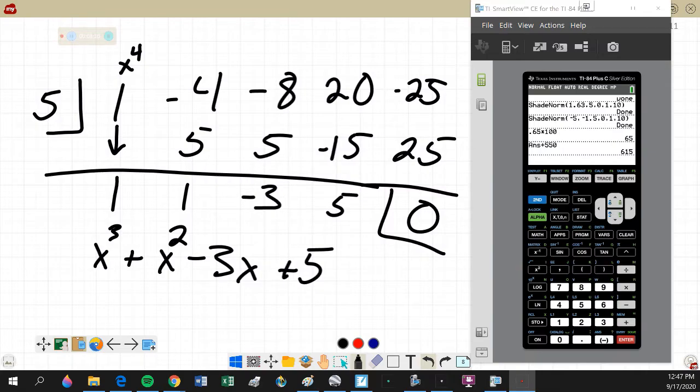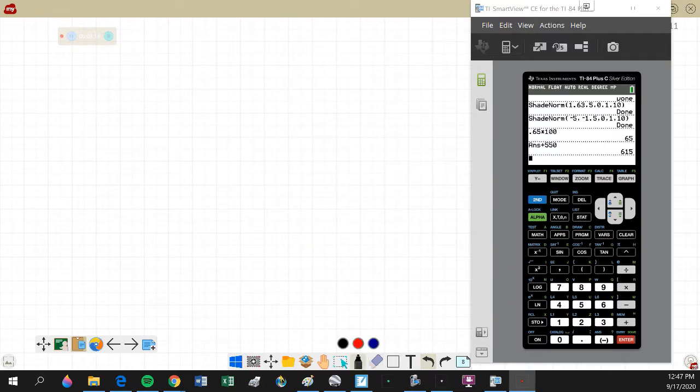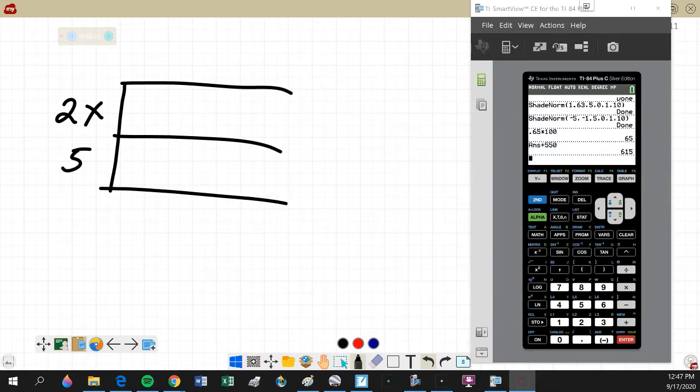Let's do number 1. So I'm not going to use synthetic division. I put 2x and a 5 in the box. I don't know how many columns there will be until I get to the end. And I put the 4x to the 4th in there. Pull out a 2x, and I get 2x. And then 2x times 5 is 10x.